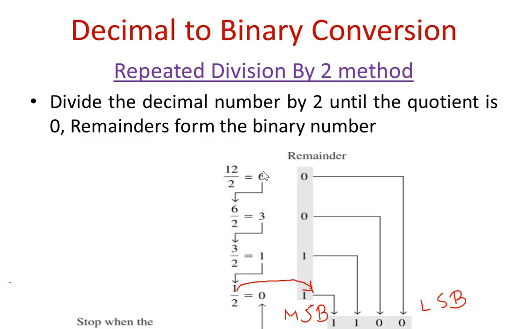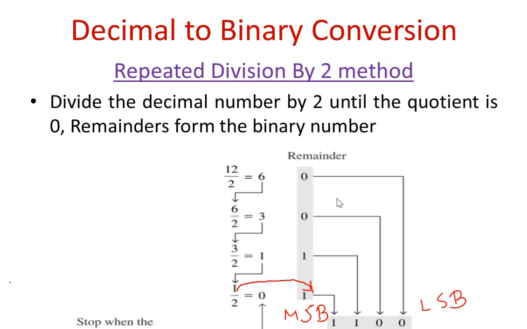Now let's consider the number 12. We have to divide the number 12 by 2. The quotient here is 6, and the remainder for this division is 0. Next, 6 divided by 2 is 3, and the remainder is 0. Next, 3 divided by 2, the quotient is 1, and the remainder is 1. Next, 1 divided by 2 is 0 point something, so the quotient becomes 0, so we have to stop here. And here the remainder is this 1 itself.